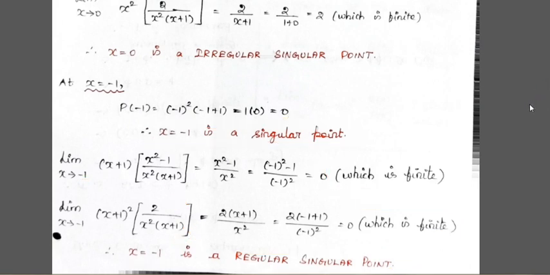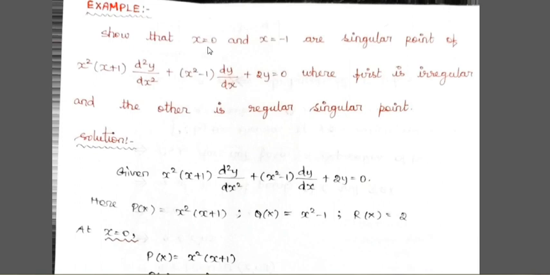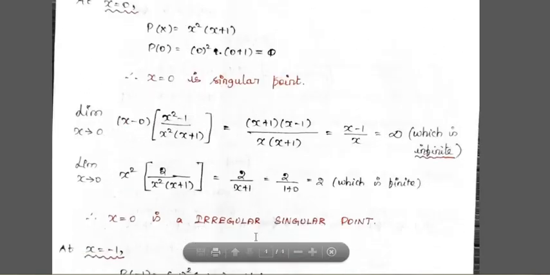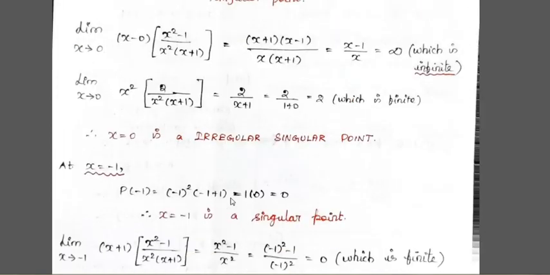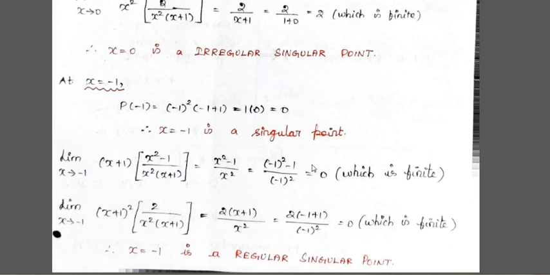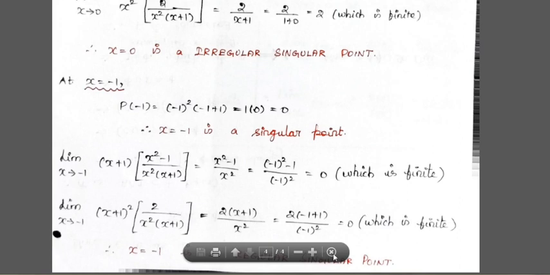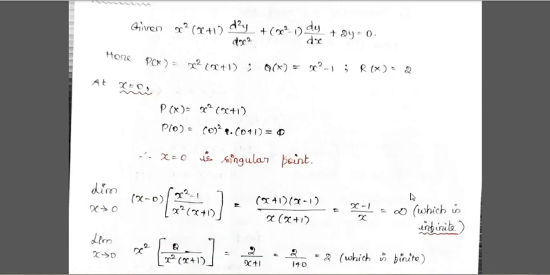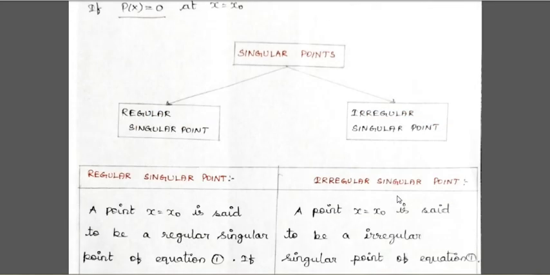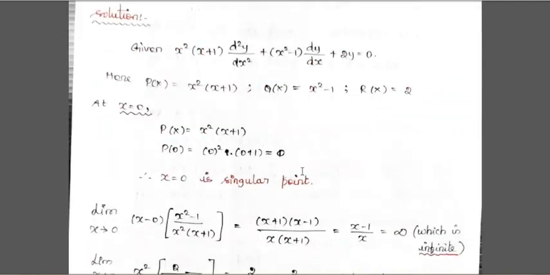What we proved is that at the point x equal to 0, it is a singular point and also an irregular singular point. At the point x equal to minus 1, it is a singular point and also a regular singular point. I hope you can understand the concept of singular points, regular singular points and irregular singular points. Okay, thank you.